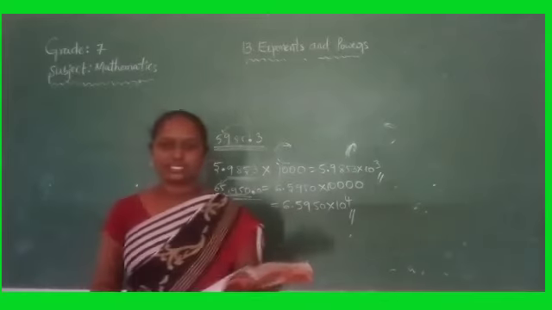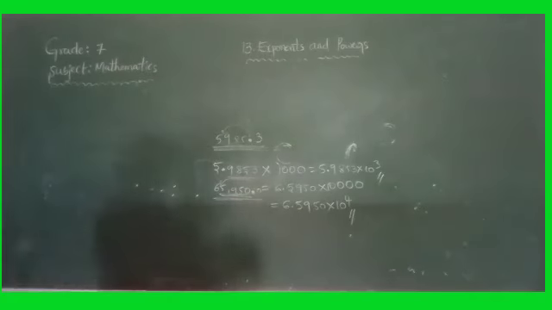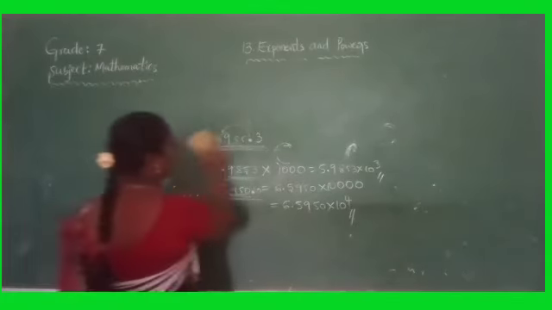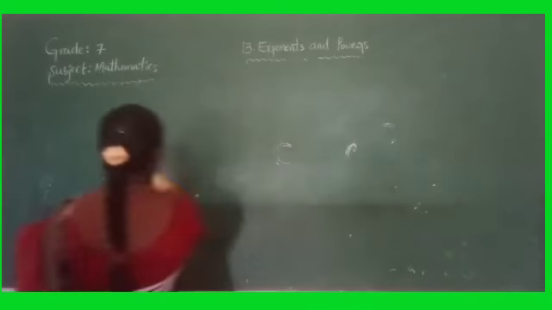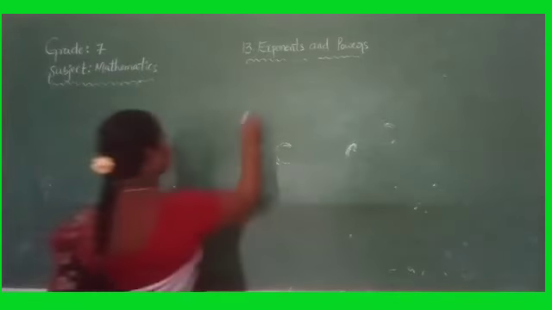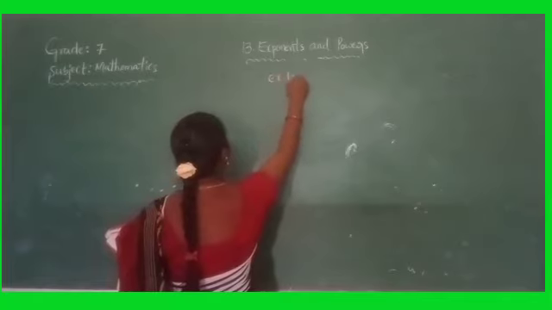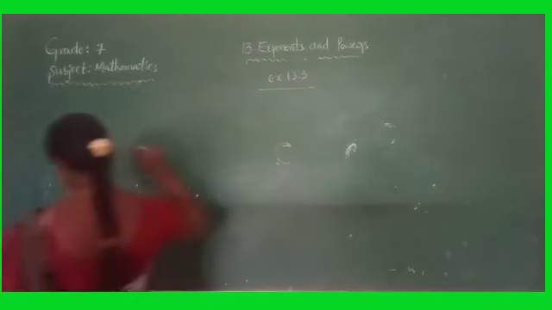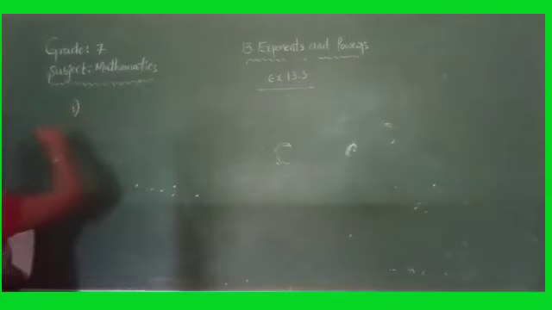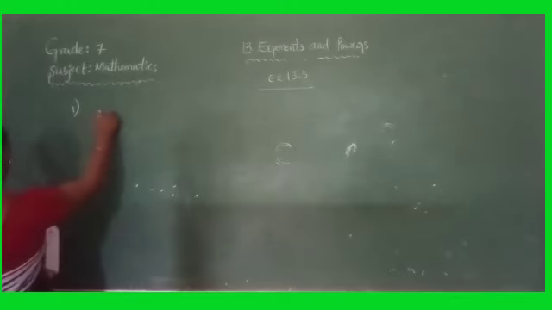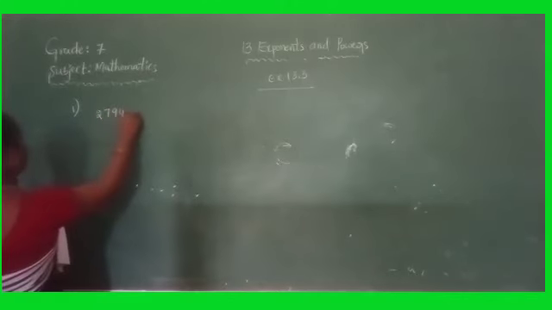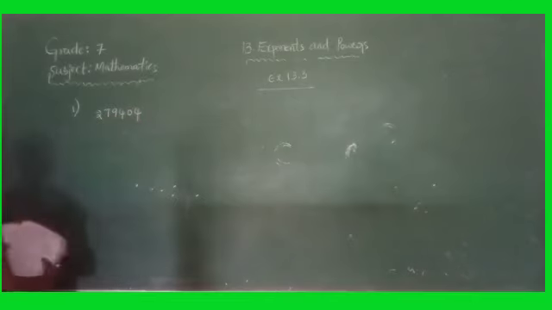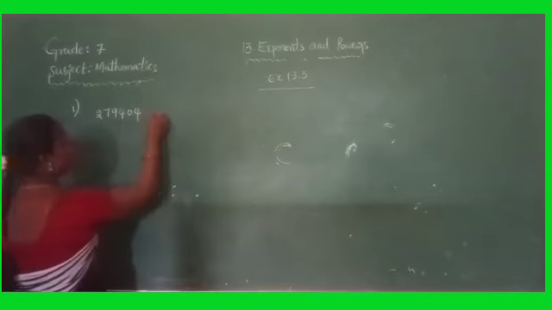Now come to exercise 13.3. Keep the heading and write it down in your notebook. So write down exercise 13.3. First one: write the following numbers in the expanded form. 27940. You have to write this number in the expanded form. So you have to expand. Before that, what you have to do?